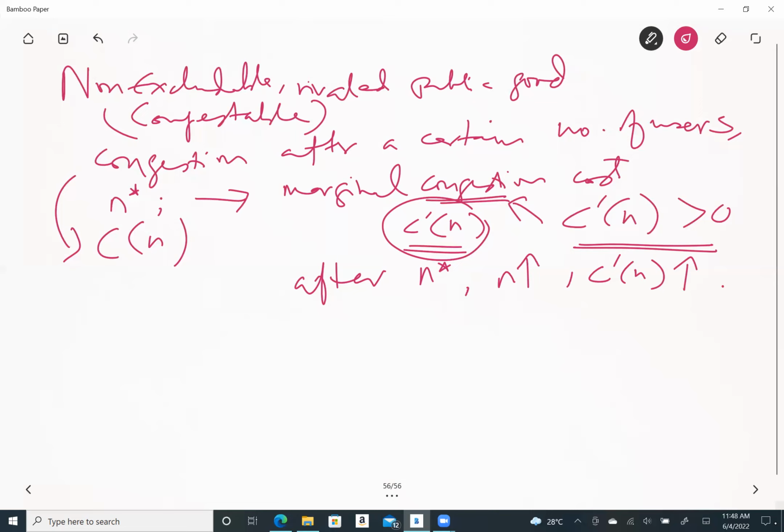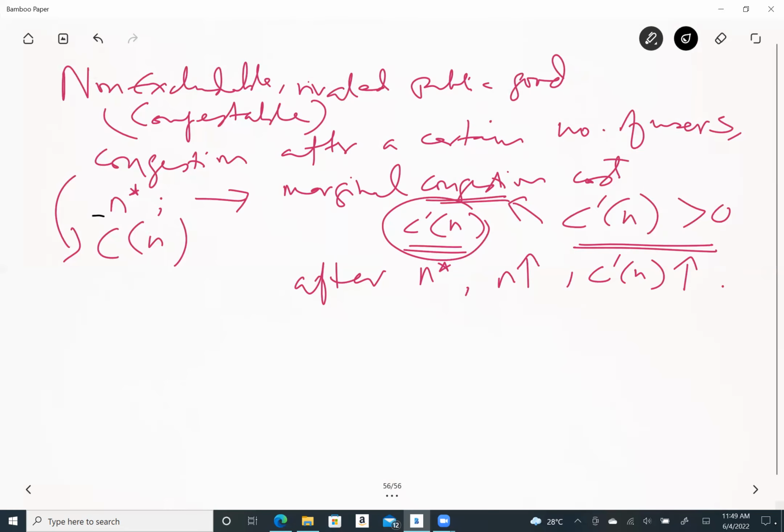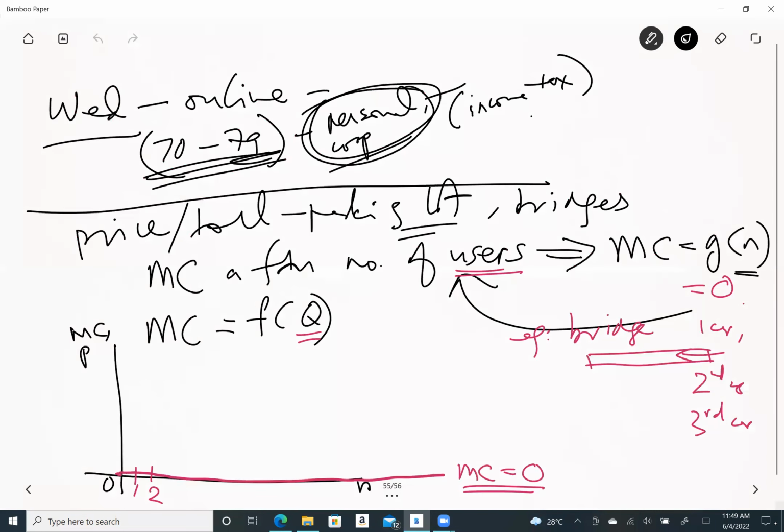The idea is that up to a certain point, there is no congestion. Everything is good. But after a certain point, n star, there will be congestion. So everybody will incur congestion cost, and we are looking at marginal congestion cost, and C prime n is bigger than 0, and C prime n is increasing as n increases. And of course, zero up to n star. So how does the diagram look like? Okay, we go back to our diagram.